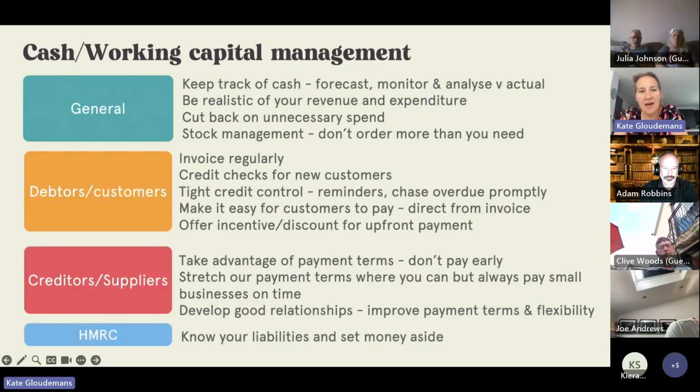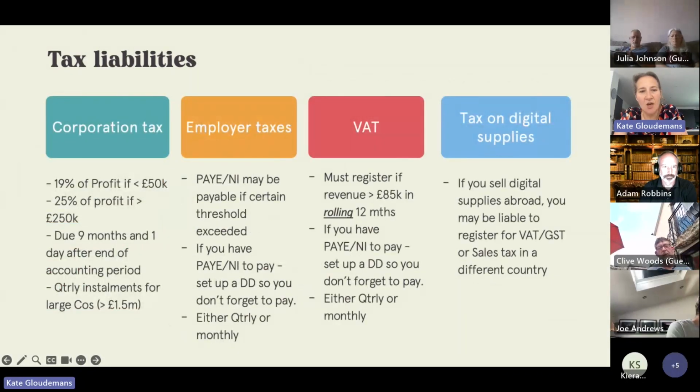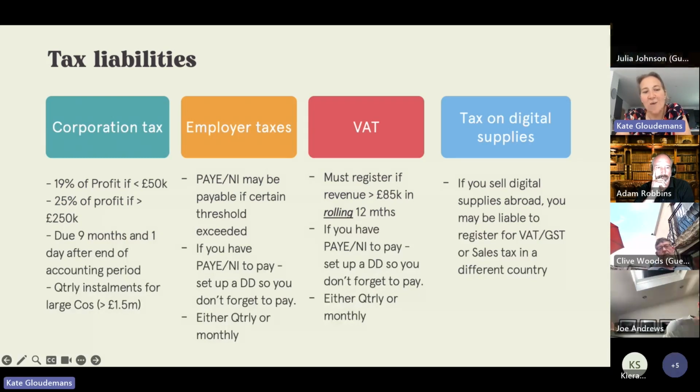So I'll quickly cover tax liabilities. Depending on your business, the size you are, or anything like that, if you're making profit, corporation tax will be due. And if your profit is less than £50,000, that will be at a rate of 19% profit. Thereafter, it increases, and anything over £250,000 profit pays 25%. And your tax is due 9 months and 1 year after the end of your accounting period.